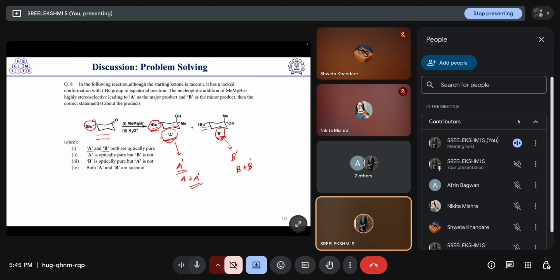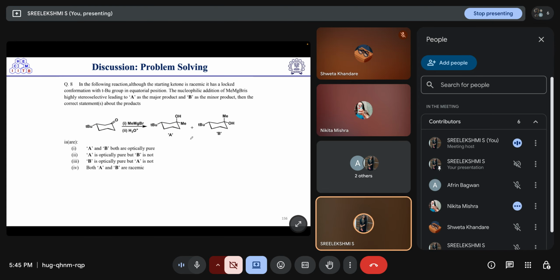Now the second option is A is like that but B is a racemic form, or B is not optically pure. It can be an equal amount or some ratio of this mixture. Now the third option is B is pure, but A has some amount of A prime, which can be equal, more, or less. Now the last option is A is also racemic. That means A has an equal amount of its mirror image also. B is also racemic. B has an equal amount of its mirror image also.